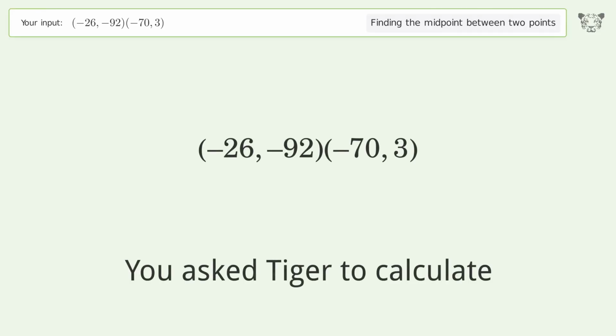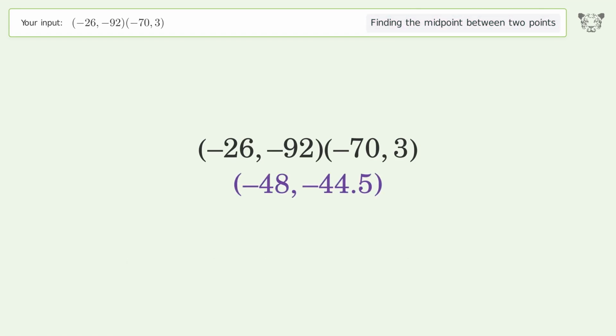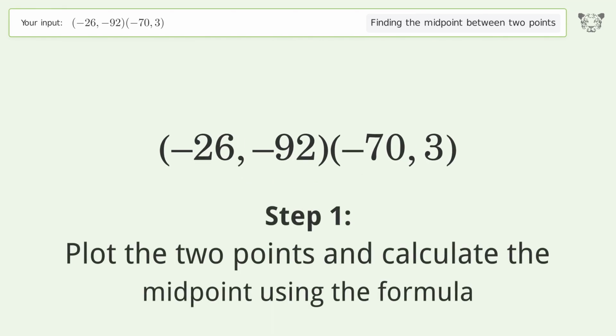You ask Tiger to calculate. This deals with finding the midpoint between 2 points. The midpoint between the 2 points is -48, -44.5. Let's solve it step by step. Plot the 2 points and calculate the midpoint using the formula.